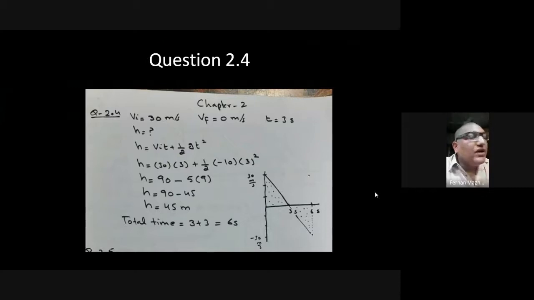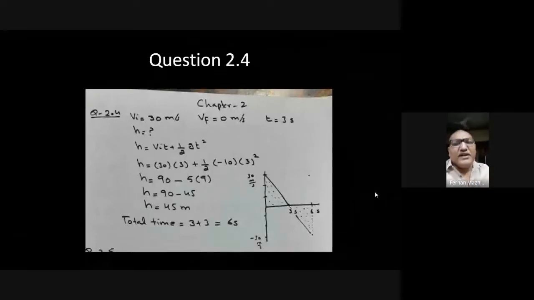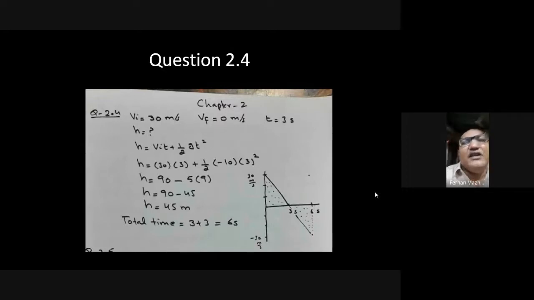The second equation of motion is distance equals Vi t plus half a t square. Because we are moving vertically, I will say h equals Vi t plus half g t square. In place of acceleration, I put small g, and in place of distance, which we represent by S, h is used because you are going vertically upward. So the height equals Vi, which is 30, times time, which is 3, plus 1 by 2, and because you are going upward, the acceleration should be taken as negative g. Its value is minus 10, and then t square, that's 3 square.